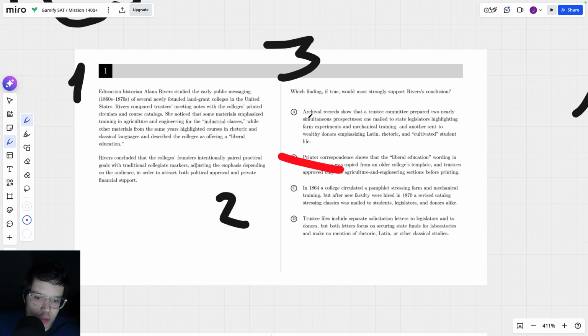So definitely still a little bit worse than A, so I would say not it. D, trustee files include separate solicitation letters to legislators and to donors, but both letters focus on securing state funds for laboratories and make no mention of rhetoric, Latin, or other classical studies.